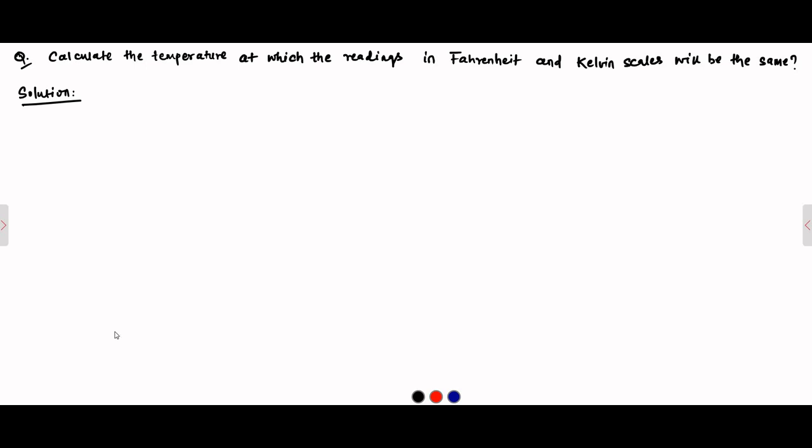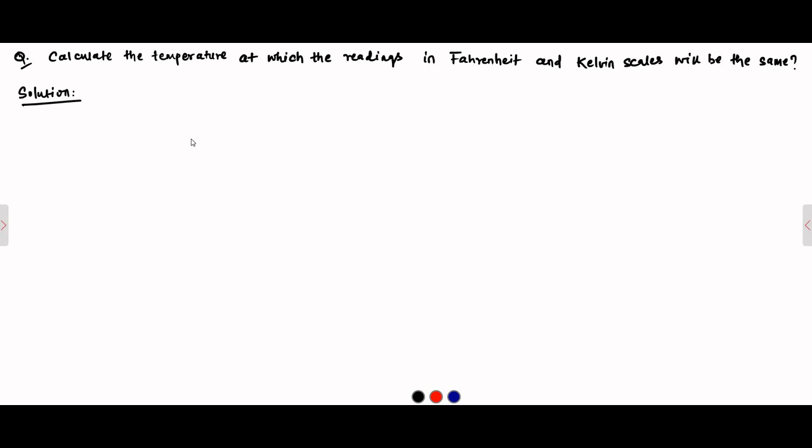Hello friends, so here is another question on temperature measurement and temperature scale. It is given to calculate the temperature at which the readings in Fahrenheit and Kelvin scales will be the same. The value will be the same. So again we will be using the interconversion formula between Fahrenheit and Kelvin scale. It is very simple. We have been using it in many of the questions previously.